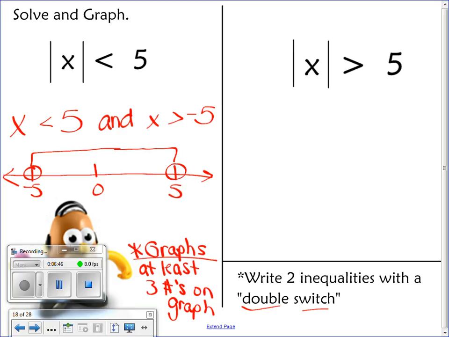And does it satisfy one or the other of these equations or both of them? Both. Because it's an and statement. Cookies and milk. It should satisfy both of the inequalities. And it does. Any number I pick in between here, like you said 2, 2 is less than 5. 2 is greater than -5. It fits in both. Okay?